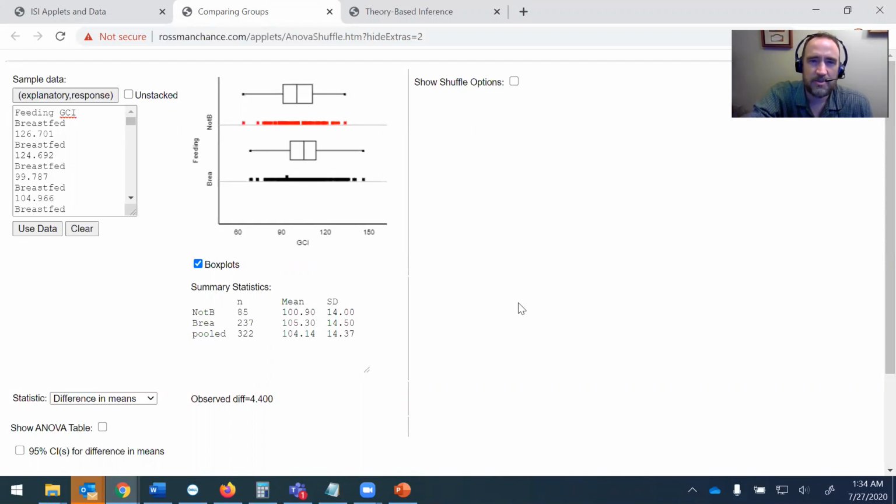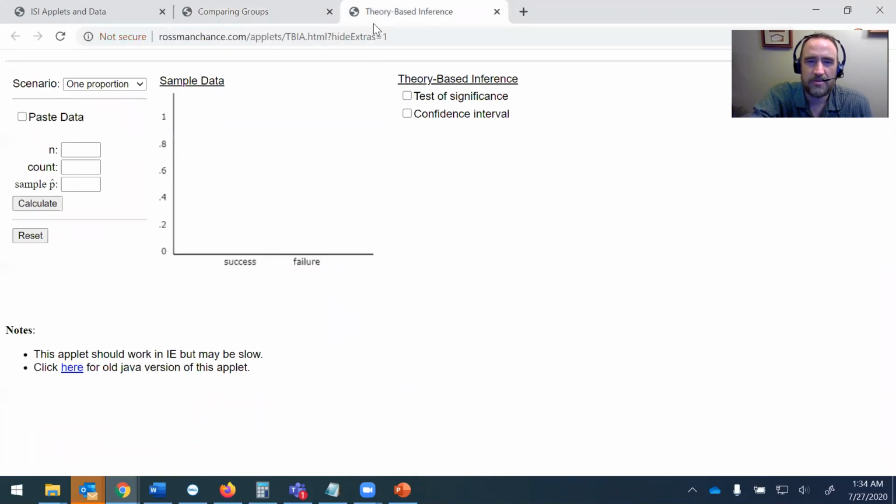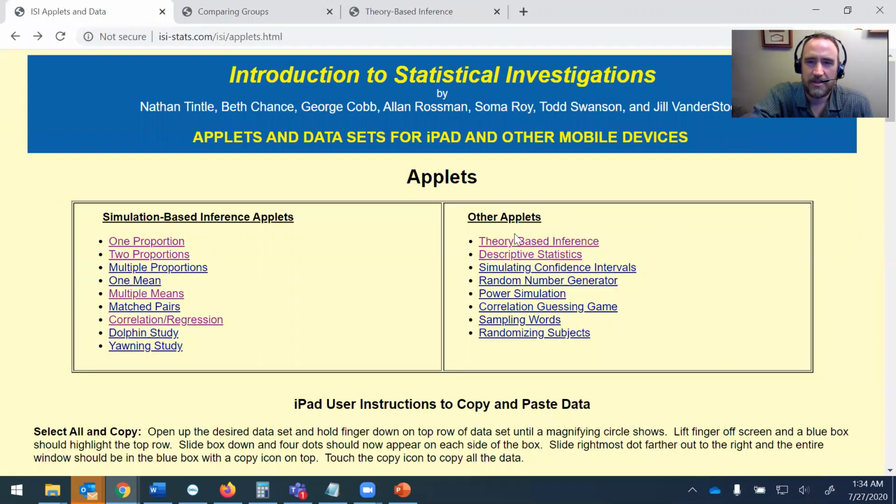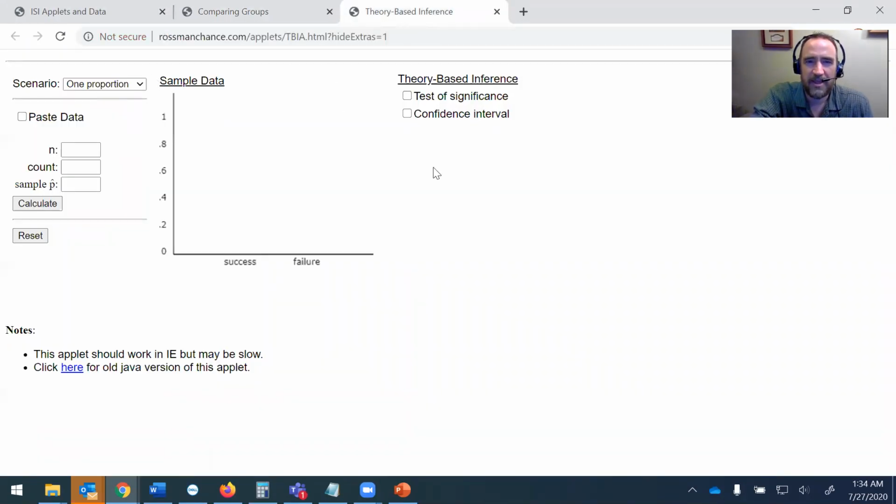Now, as I mentioned, this is where we could do a simulation-based approach, but with a total sample of 322, that's getting kind of large for our simulator to handle very smoothly. So instead, I'm going to jump over to the theory-based applet, theory-based inference, which I had pulled up here. And here we can enter our data and do a theory-based approach with relatively little computational power.